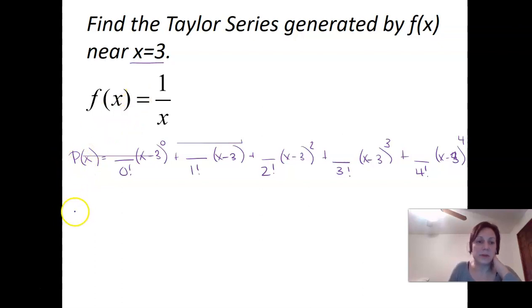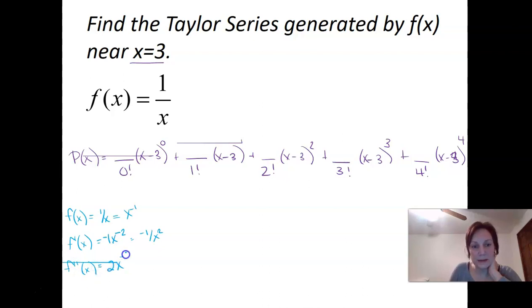Okay, so let's take some derivatives. These will be fun derivatives to take. I'm going to switch colors just for fun. Okay, so f of x is 1 over x, also known as x to the -1, don't forget. Okay, so f prime of x is -1 times x to the -2, which is -1 over x squared. Okay. F double prime of x is going to be 2x to the -3, also known as 2 over x cubed.